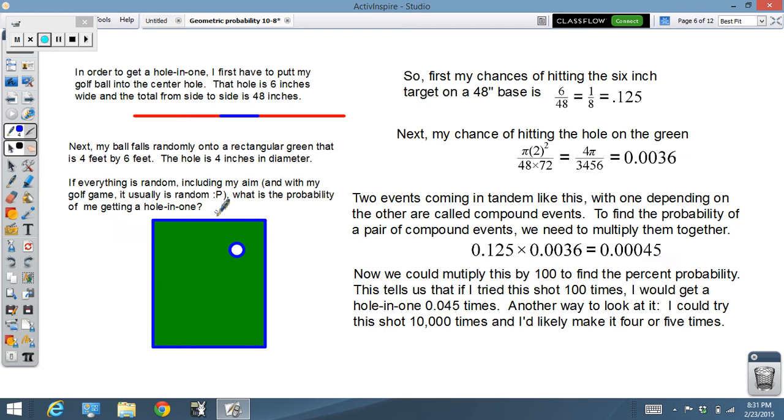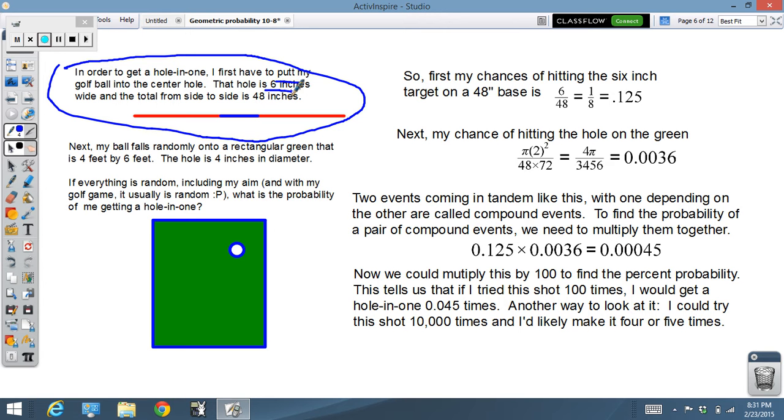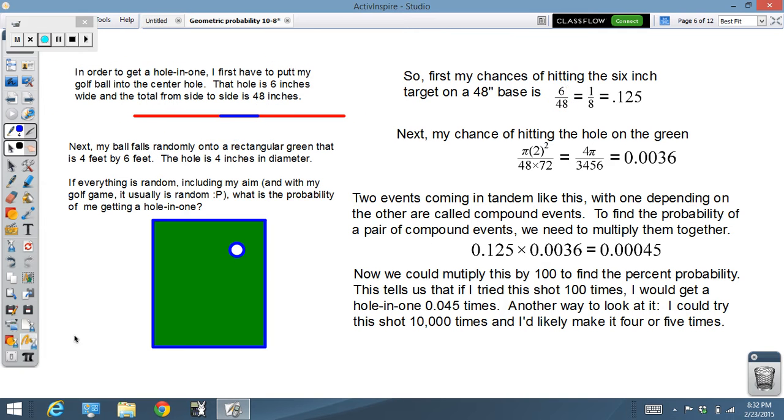So let's look first at this part. We need to putt into the 6-inch gap out of a 48-inch total space. So what we want to happen is hit that 6 inches. All the things that could happen are 48 inches worth. All right? So we take 6 over 48. That simplifies to 1/8 or 0.125.